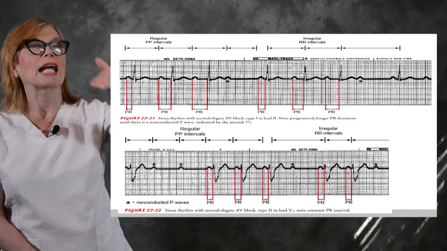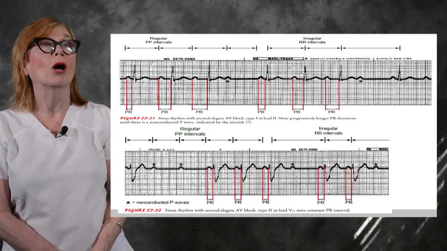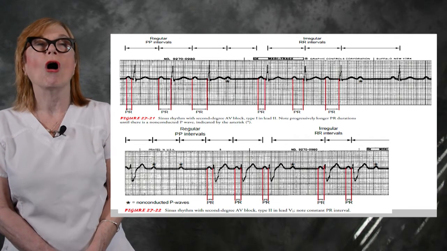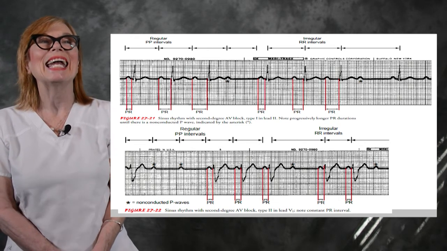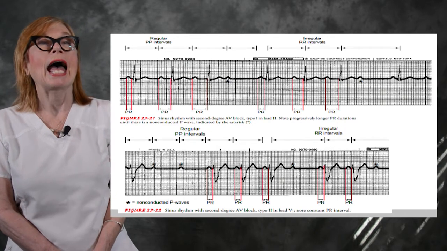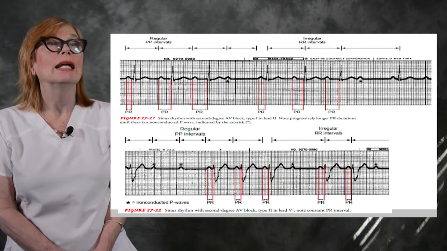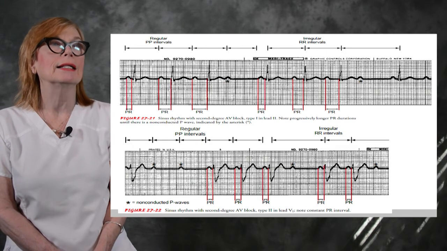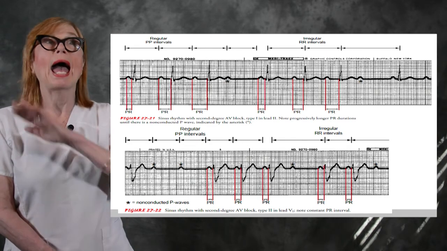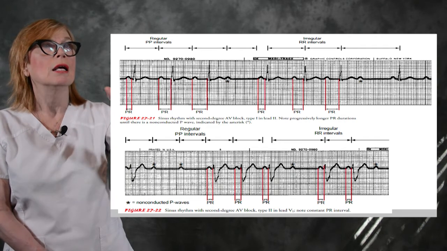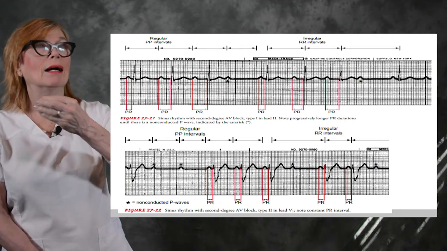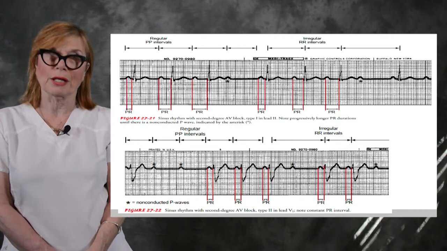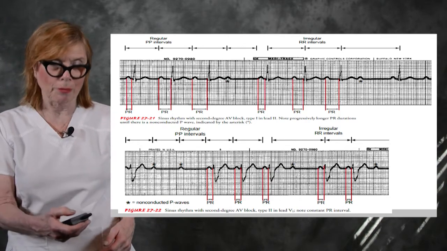Now let's look down at the second strip, where I have again marked P to P rate is constant. R to R rate is inconstant. And what you're seeing here is a constant PR segment for every conducted beat. So you have to look at a rhythm strip for this, because it's easy to make an assumption that this is Mobitz type 2 when it could actually be complete heart block.